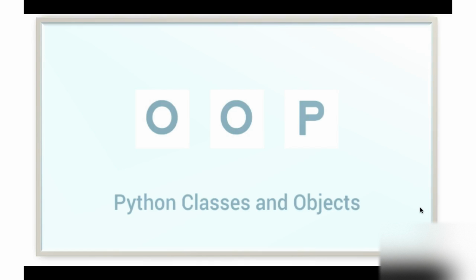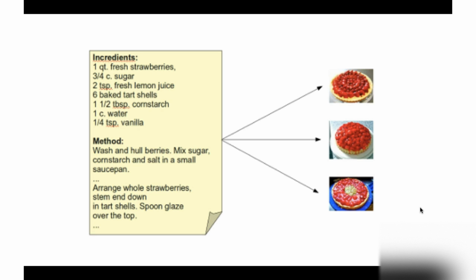Now let's take another example to understand classes and objects. Here we have two things. On the left-hand side we have a recipe to bake a cake, and on the right-hand side we have some cakes. As we know, a recipe is needed to bake a cake, so this recipe is called a class and the cake is called an object.